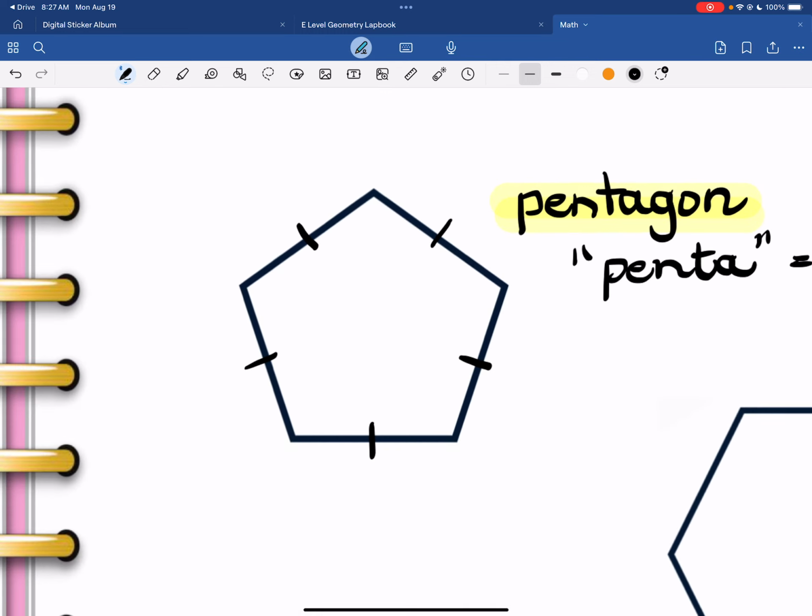These little marks I'm using are called tick marks. And everywhere you have the same number of tick marks, that tells us that the sides of this shape are the same. So, for example, if this one had 2 tick marks, that would mean that that one is different than the other 4. So the tick marks tell you about equal sides. Pentagon has 5 sides. It also has 5 angles. None of them are right angles. Pentagon.